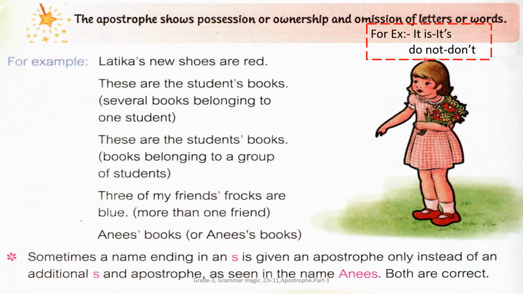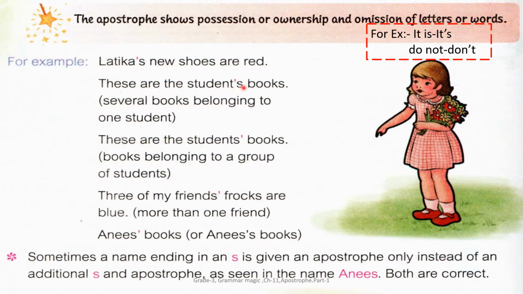Do not. For example, if you want to write do not in short, how will we write? Do and apostrophe t means do not. Understood children? It's a shorter version of letters or words, so it is said to be omission of letters or words. For example, Ratika's new shoes are red. Whose shoes are red? Ratika's. And Ratika's is a singular word. So if it is singular, we use apostrophe after the name, and then s at the end.